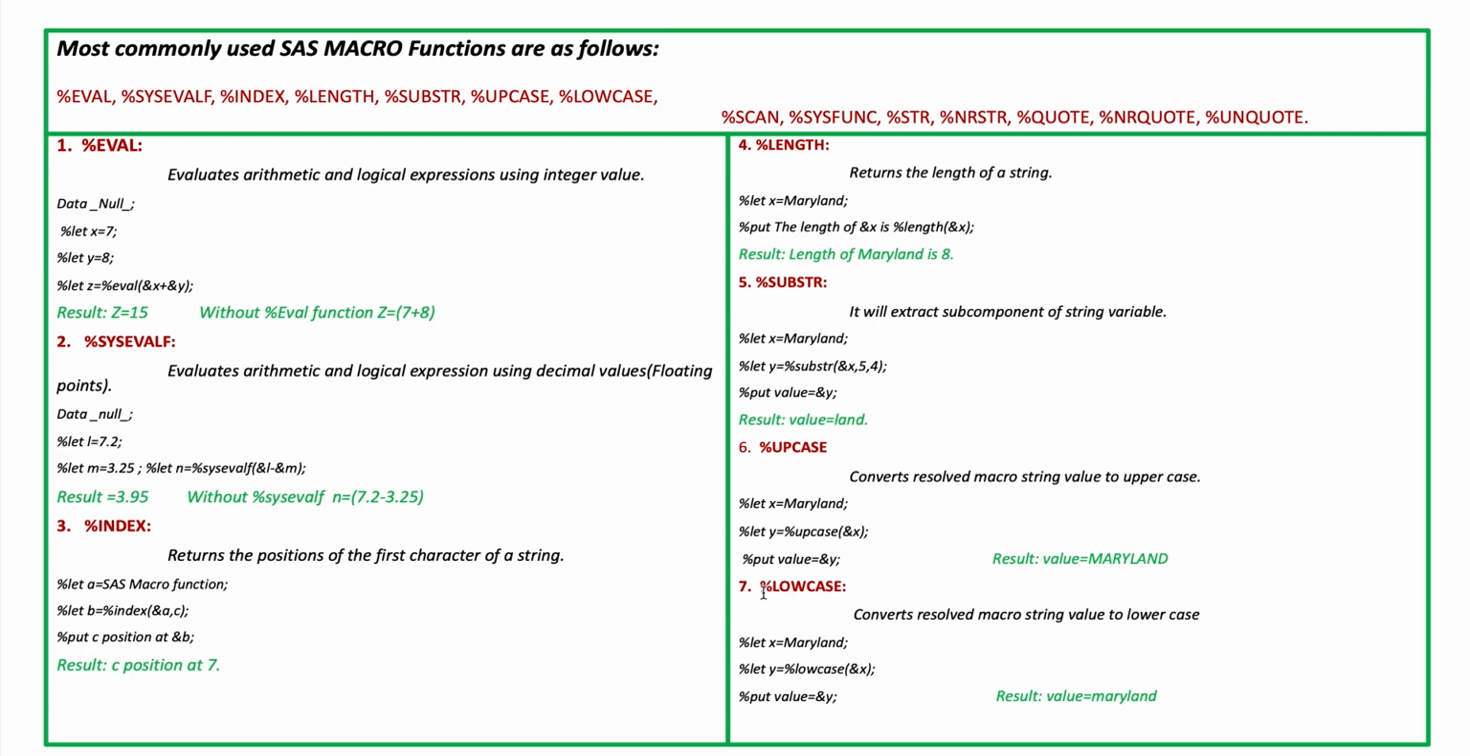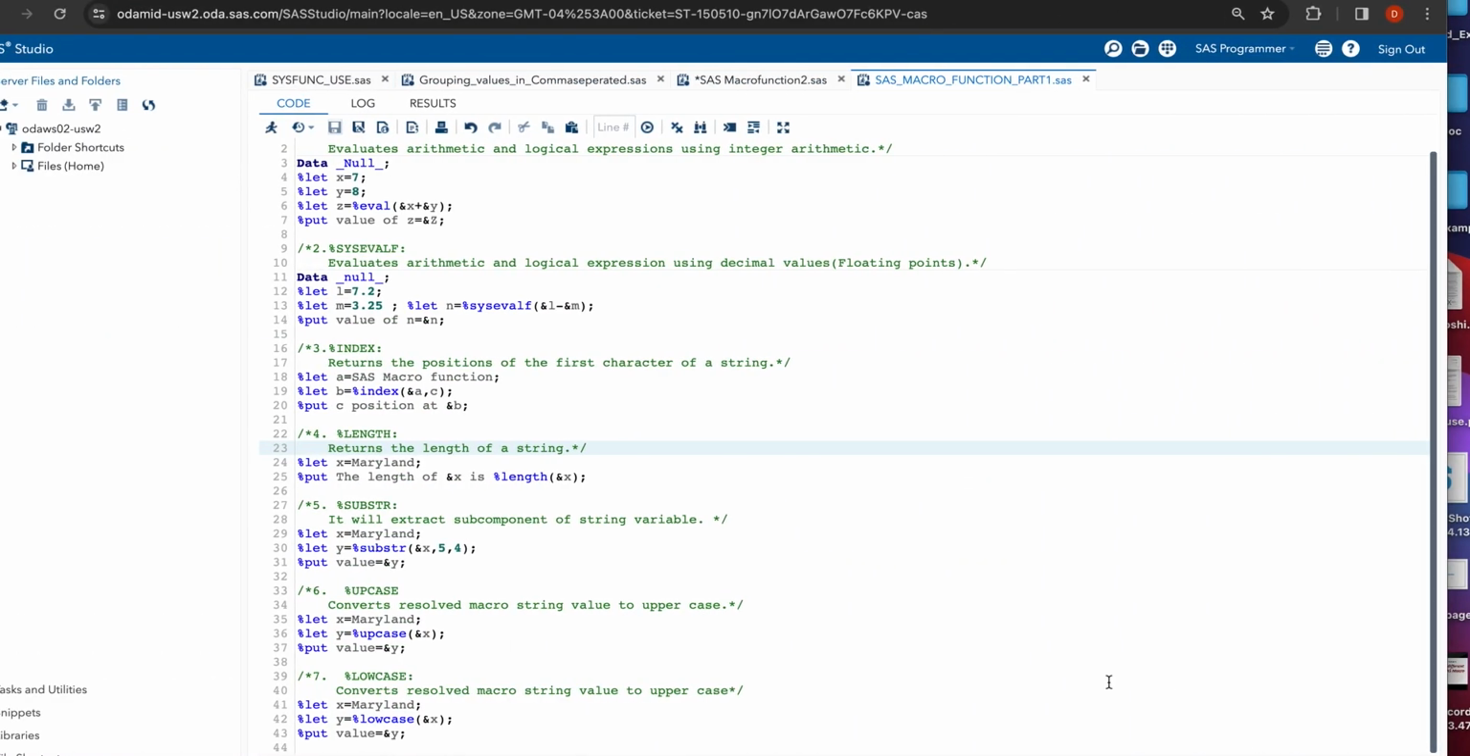And 7th one is lowercase, or simply %lowcase. It converts a resolved macro string value to lowercase. Here we have the same example, and finally we get the value in our log window, but all characters become lowercase. If we use the same SAS macro functions with examples and run them in a SAS window, we will get exactly the same result.